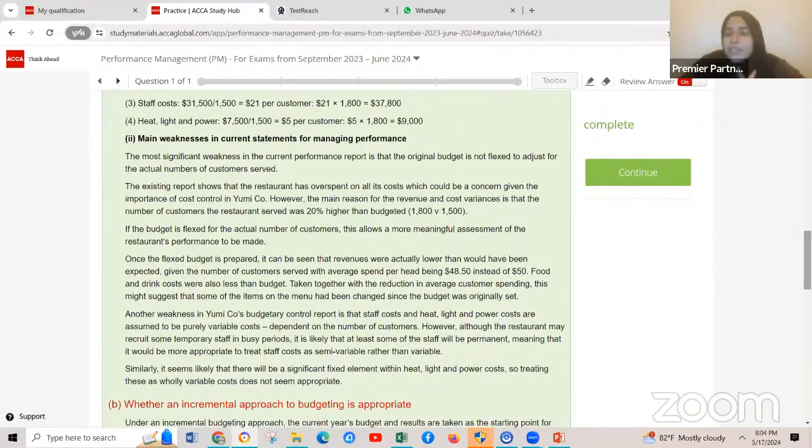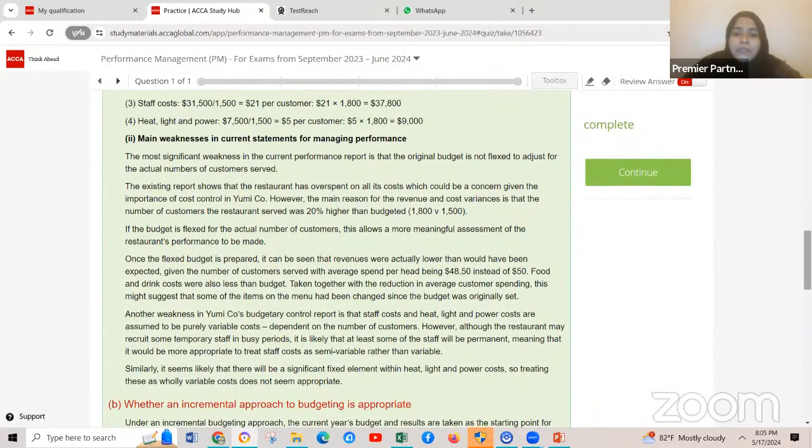The most significant weakness in the current performance report is that the original budget is not flexed to adjust the actual number of customers served. It's a big limitation. The existing report shows that the restaurant has overspent on all its costs, which could be a concern given the importance of cost control in UMI.